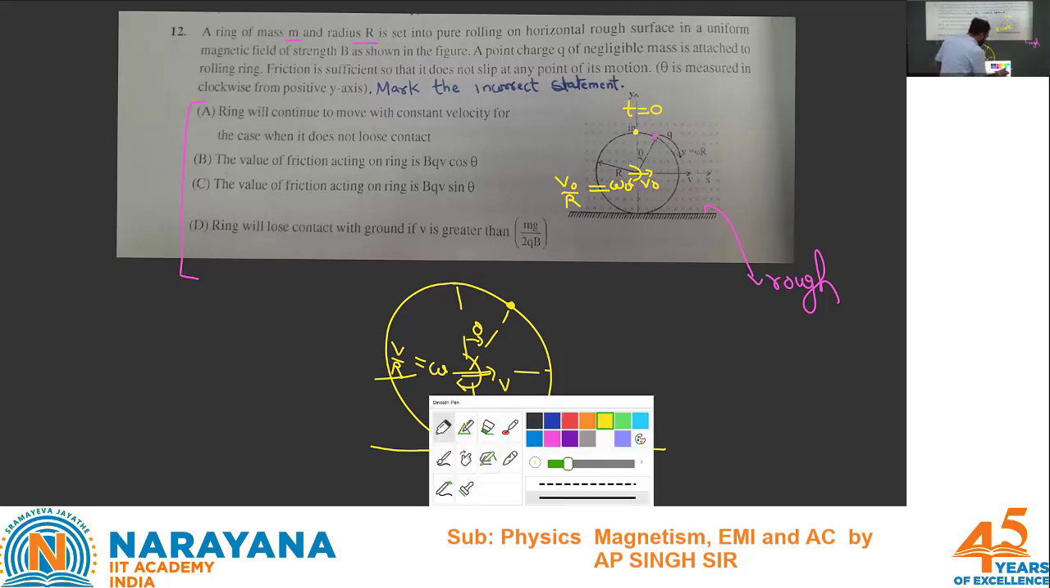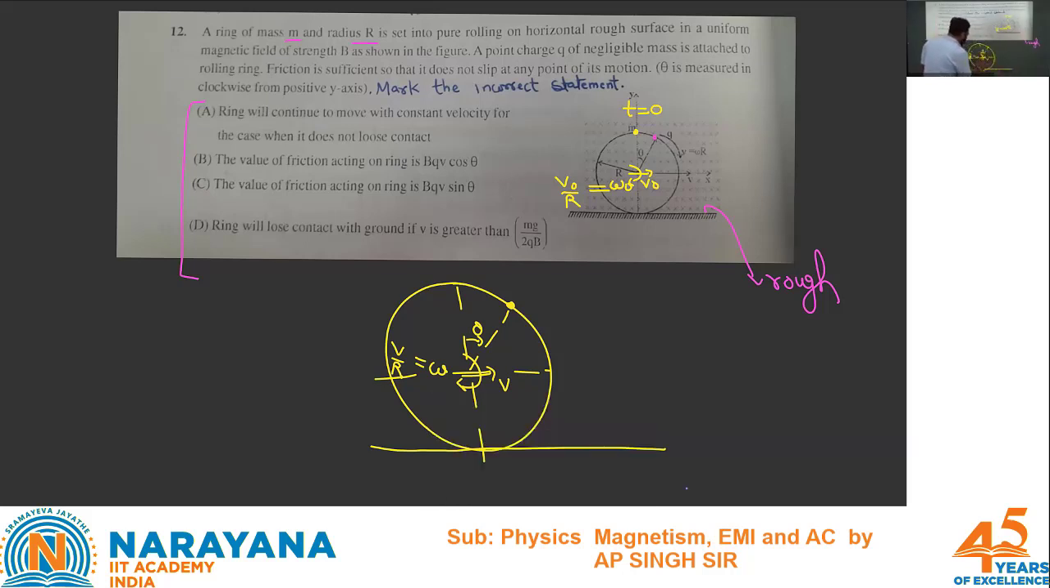Now, let me analyze the dynamics of the problem. So, what are the forces? I have got a mg. I have got a normal reaction here. I have this charge q here. Now I want to take the magnetic force on the charge. So, practically, the thing is, it's better to use ICOR from here. And let me use this as my net velocity.